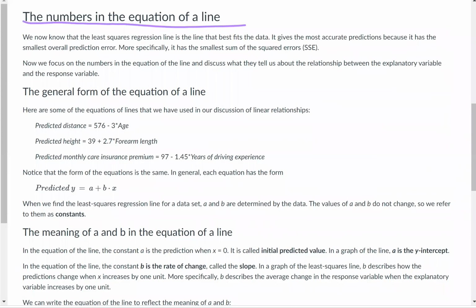Now we'll look at the particular numbers in the equation of a line. We have to review a little bit. We did a little in the previous pages, but now we'll get into more detail. We now know that the least squares regression line is the line that best fits the data. It gives the most accurate predictions because it has the smallest overall prediction error. More specifically, it has the smallest sum of the squared errors, like we saw on the previous page.